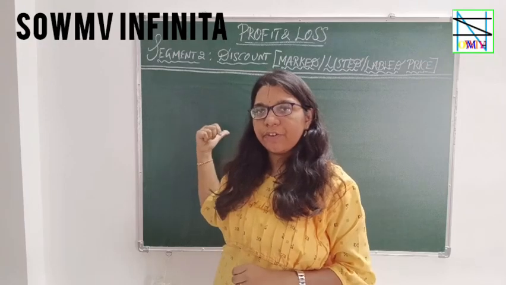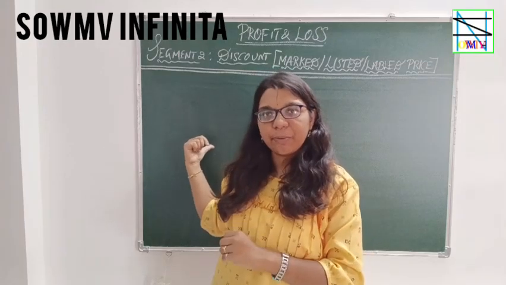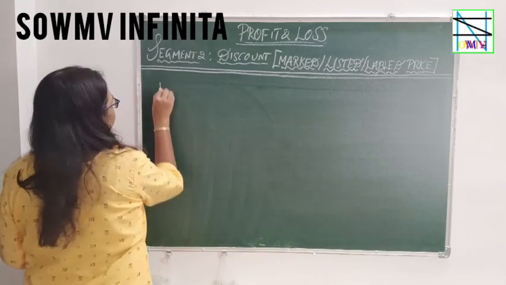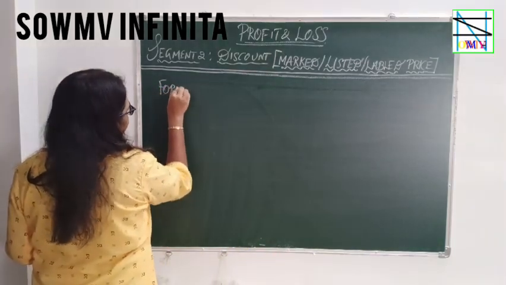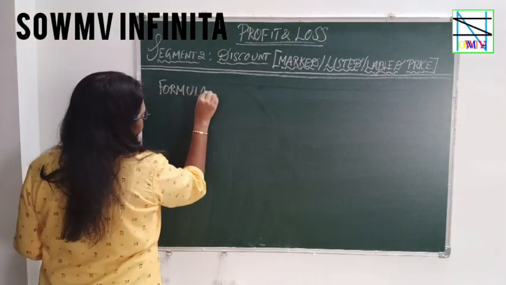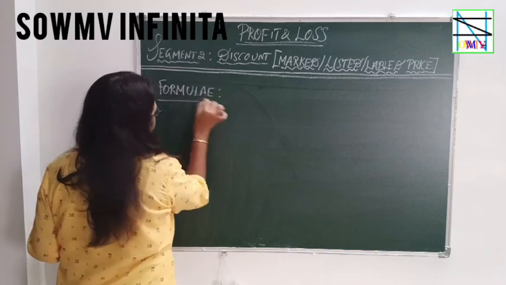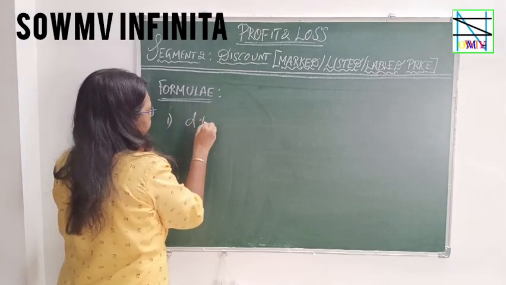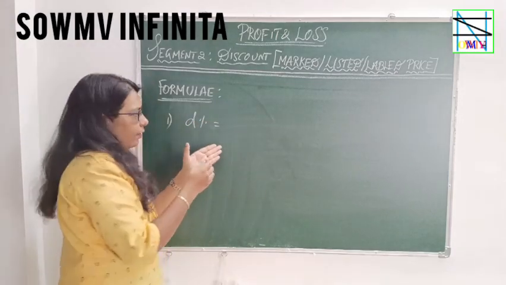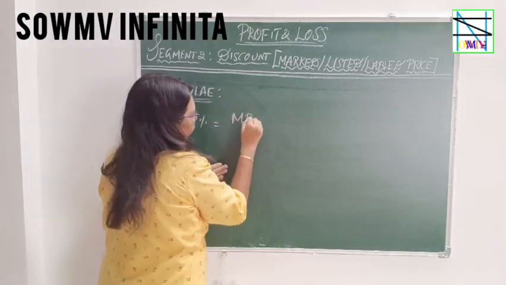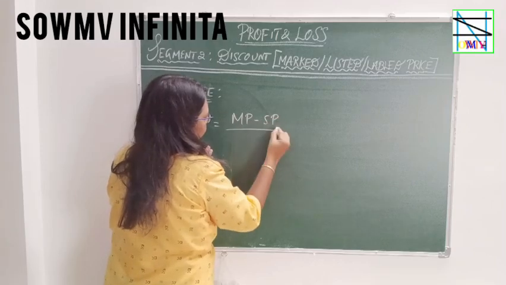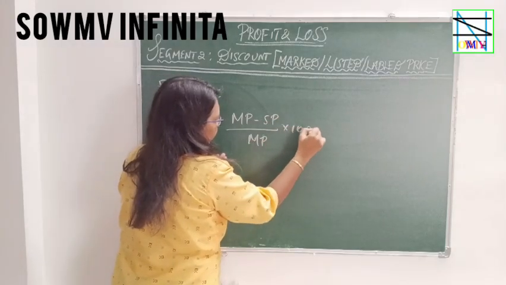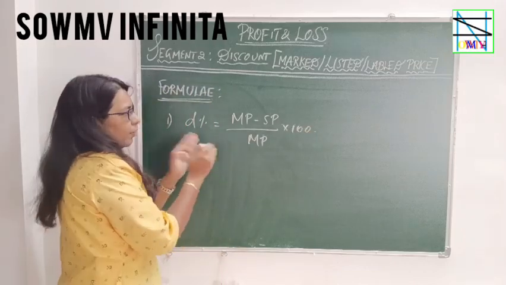Okay, discount. The first thing: what are the formulas in discount? Let's see that. The first formula is the discount formula. D percent is the discount percent, equal to MP minus SP divided by MP into 100. This is the first formula.